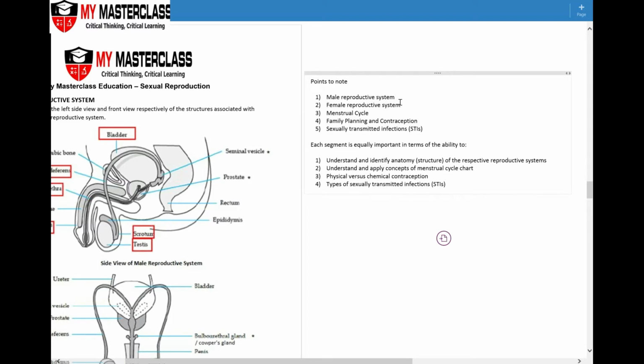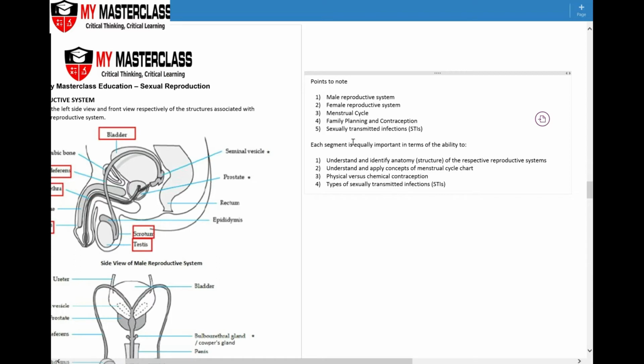reproductive system. The female reproductive system is then broken down into the anatomical part as well as the menstrual cycle component. Okay, next we'll be talking just briefly about the area on family planning and contraception uses, covering both physical and chemical forms of contraception. Okay, last but not least, we will be talking about sexually transmitted infections.